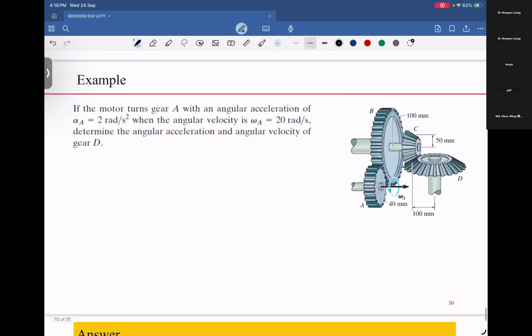Okay. Next example. If the motor turns gear A with an angular acceleration alpha A of 2 radian per second squared, when the angular velocity omega A is 20 radian per second. Okay, omega A is here, right? Angular acceleration. Okay, same, not a deceleration, right? Same direction. Determine the angular acceleration and the angular velocity of gear D. Okay, gear D.